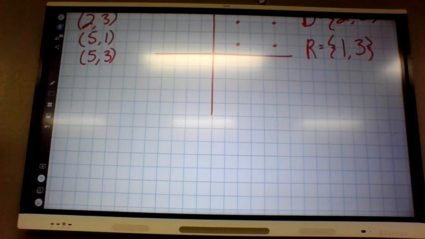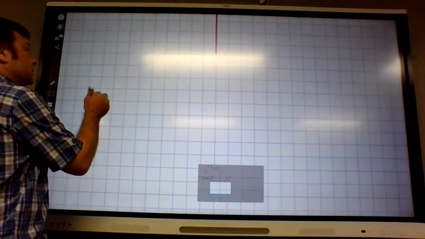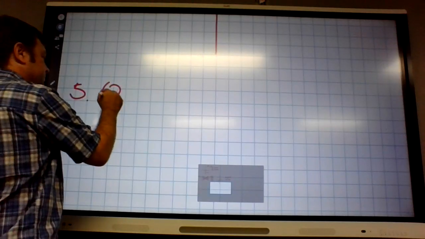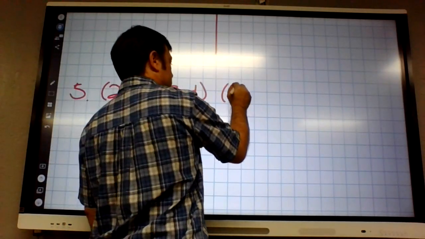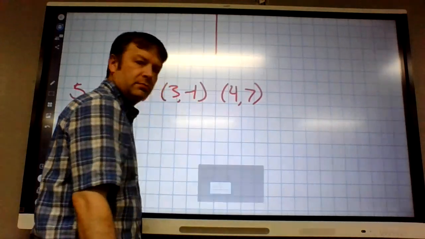Okay, number 5 says write each relation as a set of ordered pairs and state whether it's a function. So we don't have to graph these. So Emily, what are the ordered pairs on number 5? 2 and -1, 3 and -1, and 4 and 7. Is that all of them?